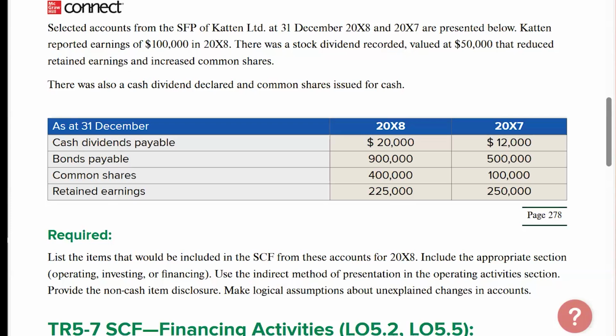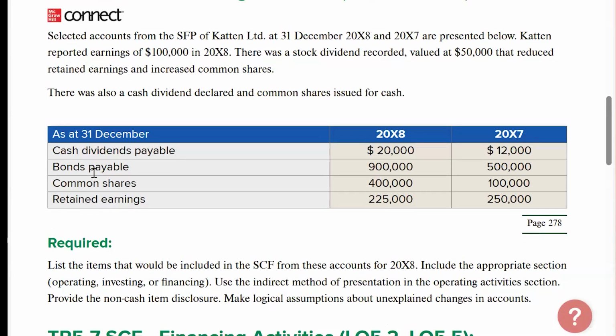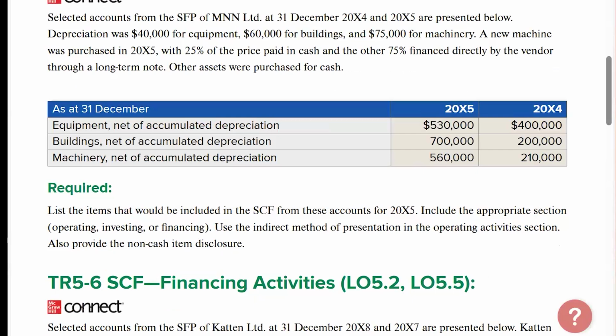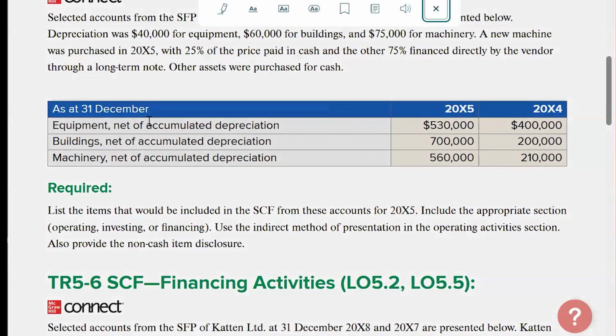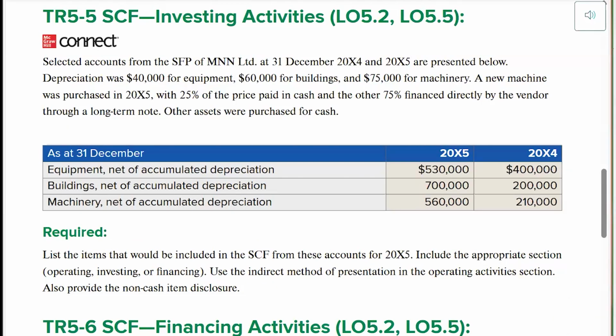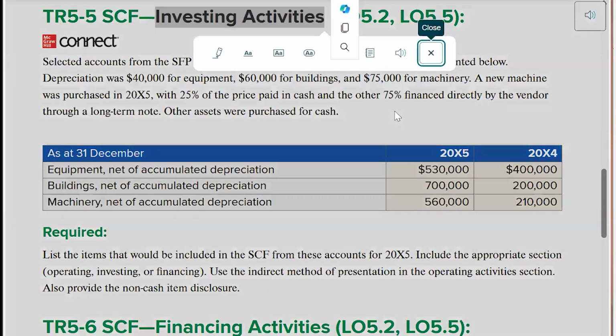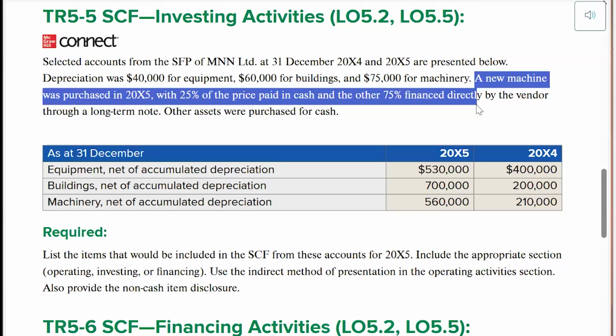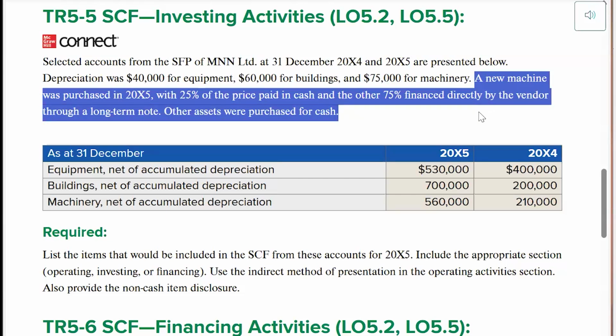So basically, I would recommend that for all of your long-term liabilities for financing, and all of your long-term assets for investing, that you do T accounts to make sure you solve for items the question doesn't tell you. So I showed it to you for retained earnings here because it's one students commonly have problems with. But in addition, on investing, there are times it tells you, like in this question, a new machine was bought in 20X5, 25% of the cash is paid in cash and the other 75% financed directly by the vendor. So again, that is one where you have to calculate how much did they pay for equipment.